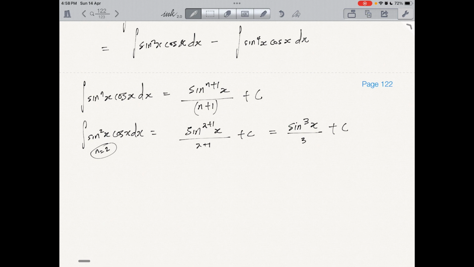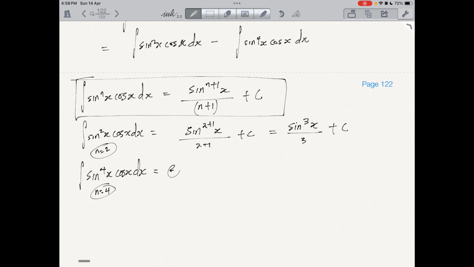Now let's do the second one, as we have sine raised to power 4x cos x dx. Let's apply the same principle. And in this case, our n is equal to what? 4. And this will give us sine 4 plus 1 x divided by 4 plus 1 plus c, which will give us sine raised to power 5x over 5 plus c.